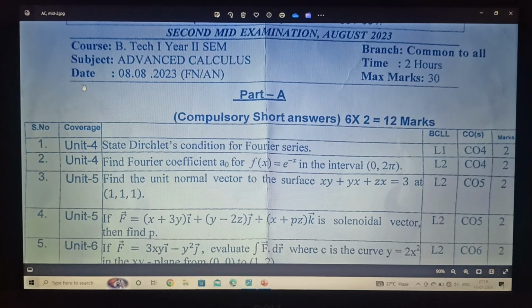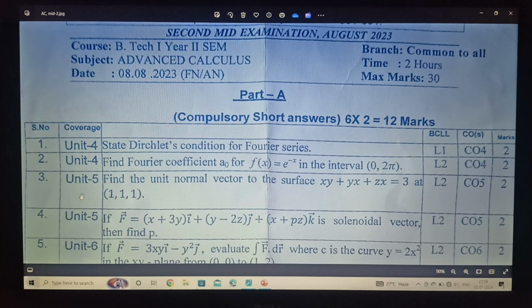So hi students, this is last year's second mid examination paper. Let us see the questions. From unit 4, the first question: state Dirichlet's conditions for Fourier series. This is one of the important short questions. The next one: find the Fourier coefficient A0 for f of x equal to e power minus x in the interval 0 to 2. Only one coefficient, A0, is enough. Do not find all of A0, An, Bn.